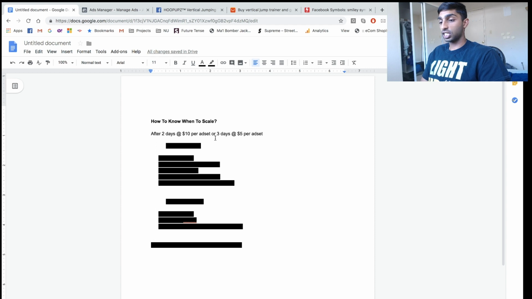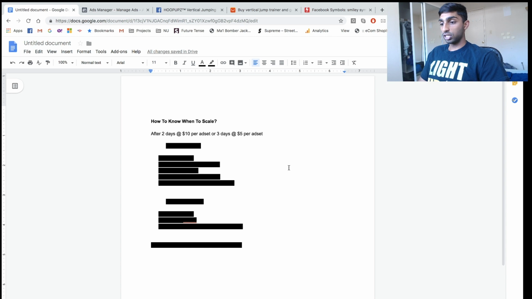So the first thing is you need to know when to scale. Obviously that's the most important part. You don't want to scale too early because you're scaling something that's not proven that it can actually scale. So how you actually know when to scale is you should only be looking at a minimum after 2 days if you even have an ad set that can scale. And let me explain that, right? So I follow a $10 per day per ad set structure. But if you're doing the low budget strategy, which is $5 per ad set, look after 3 days. I look after 2 days.